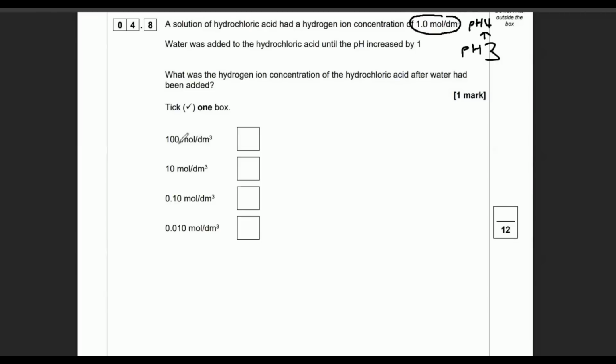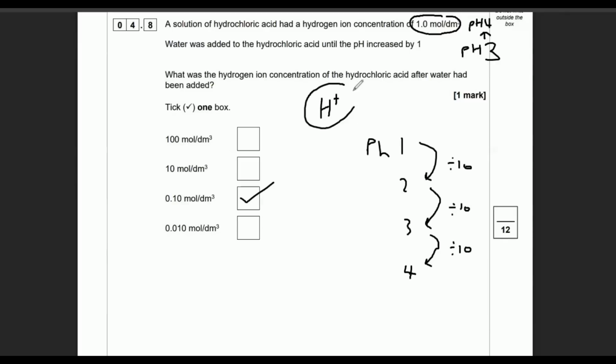So it's 1 mole. Well, it's got weaker, and it's got weaker by a factor of 10. So if we were 1 mole and you get weaker by a factor of 10, you're going to go down to 0.1. So the way pH works, you can have pH 1, 2, 3, 4. As you go up in pH, you divide by 10 each time for the hydrogen ion concentration. You're getting less hydrogen ions. Hydrogen ions are what makes something acidic. It's the H plus ion that makes things an acid.